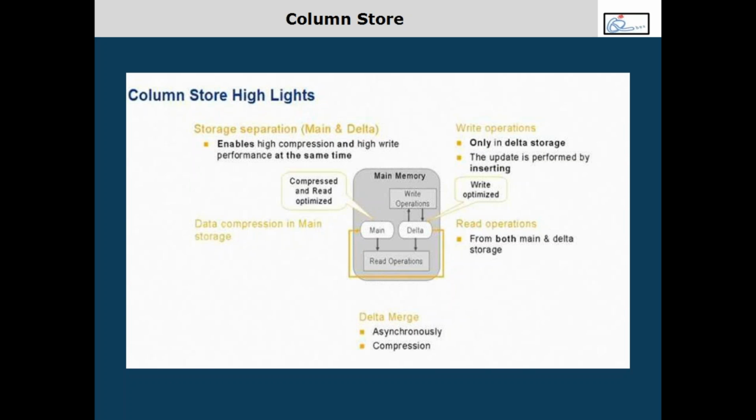So since my delta is optimized for writing, it is able to handle the performance of write operations. And my reading will be taken care of from both main as well as delta. Asynchronously, when the users are not really working on the table, when the table is free, we can trigger delta merge, which will basically read data from delta and store into what? Main. Because if I just keep the data in delta, what happens?